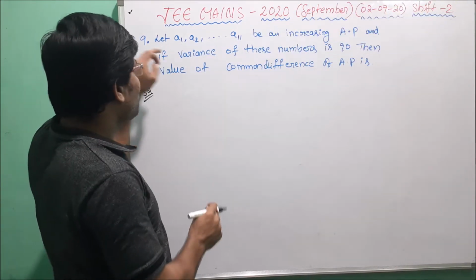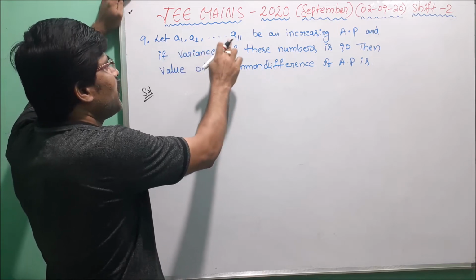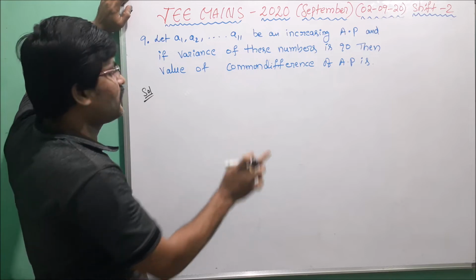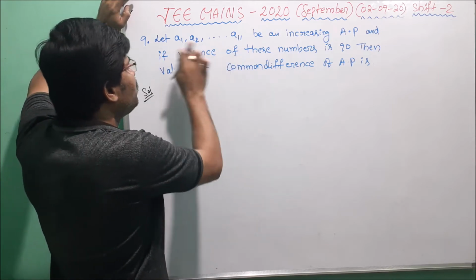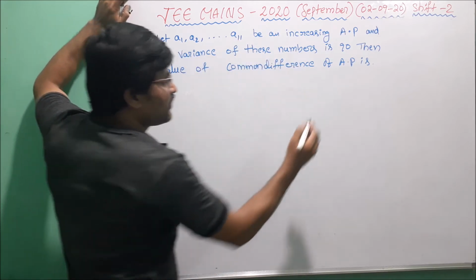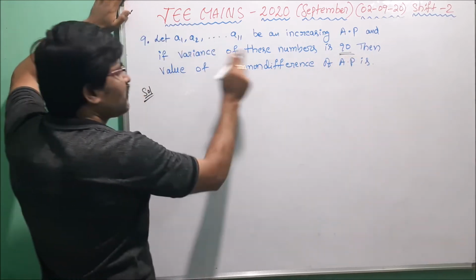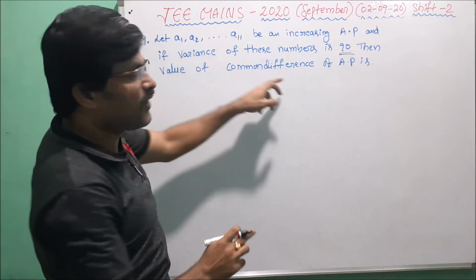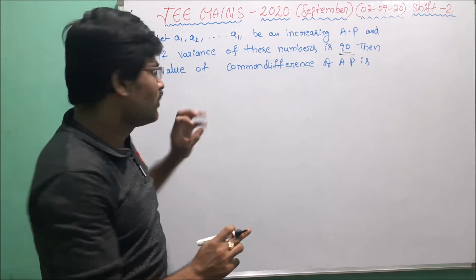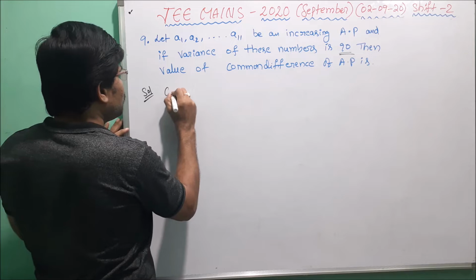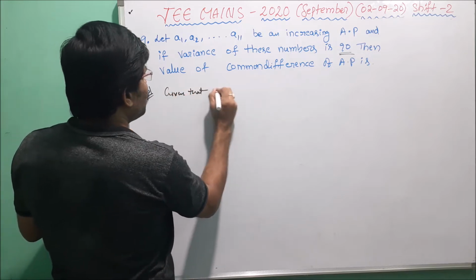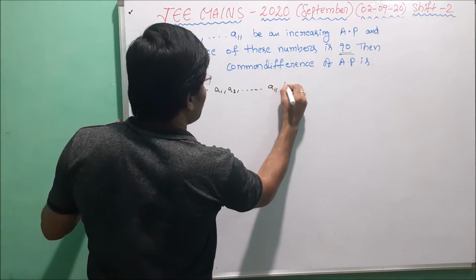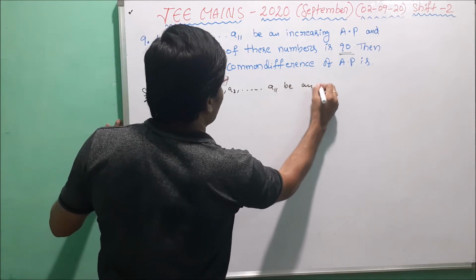Here the next problem is: let A1, A2 up to A11 be an increasing AP. AP means arithmetic progression. And if the variance of these numbers is 90, then find the value of the common difference of the AP. Here we have to find the value of the common difference. So given that A1, A2 up to A11 be an AP.